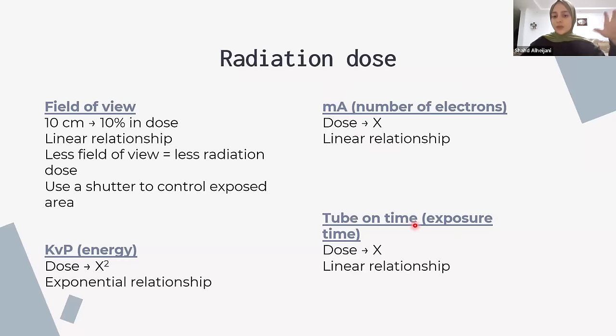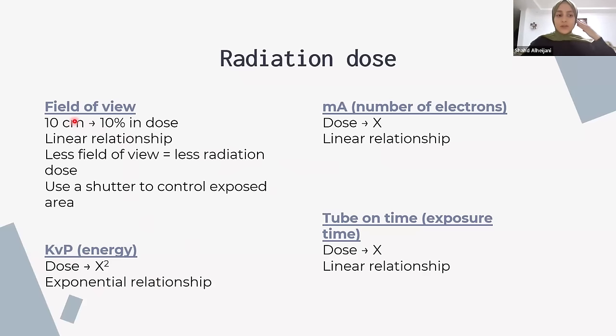Again, the tube on time, or basically the exposure time, the amount of time that the patient is undergoing the CT, is also a linear relationship. Doubling the time doubles the dose. Here you have the KVP, or the energy. Again, we discussed this previously. We said this is an exponential relationship, not a linear relationship. So doubling the KVP, or the voltage, or the energy, will give you four times the dose. So this will have a bigger effect than increasing the current.